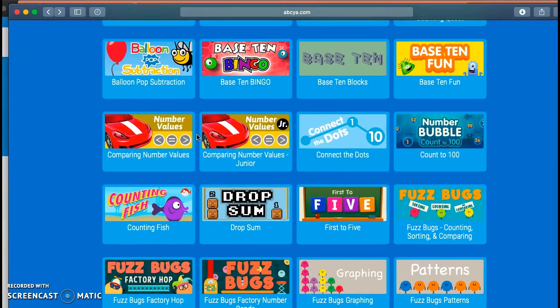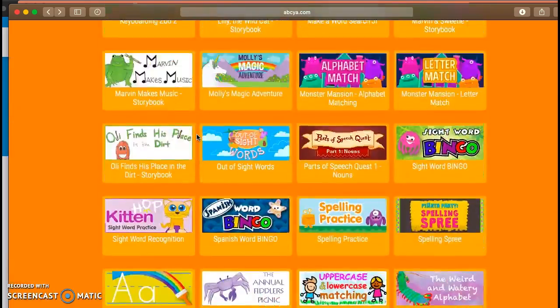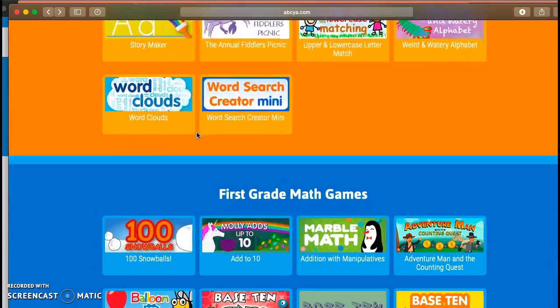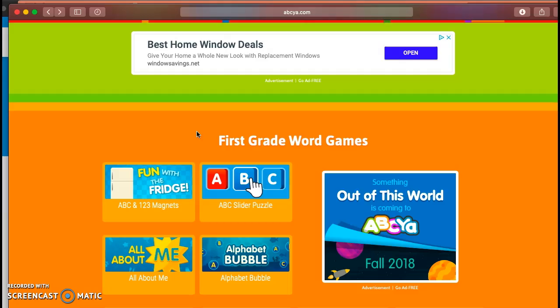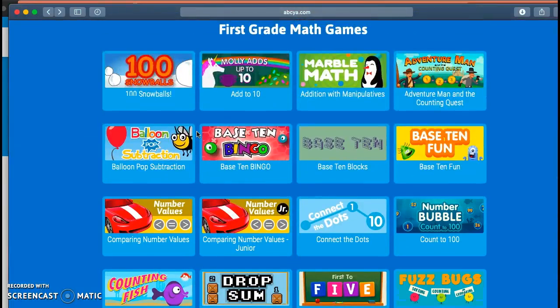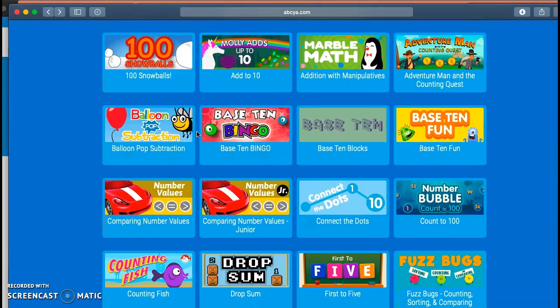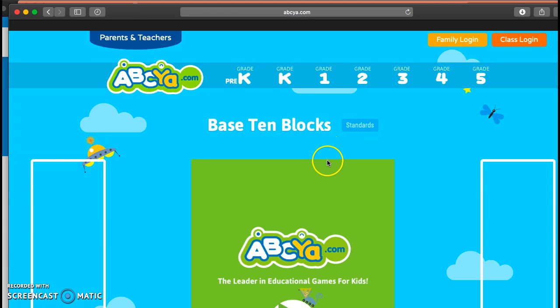When you click on the link, it's called abcya.com. There's different grades, there's different types of activities, there's word games, and here are the math games. So the first one that I noticed that can really help are the base 10 blocks.